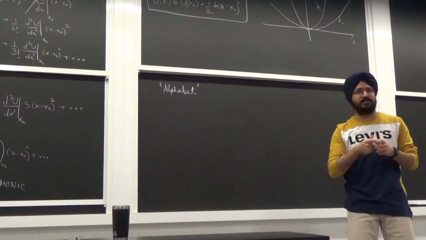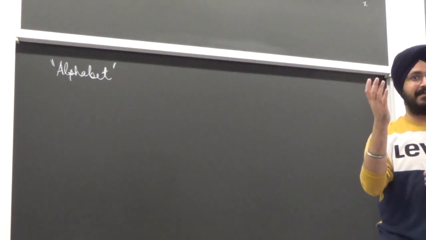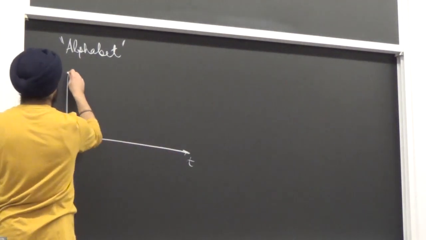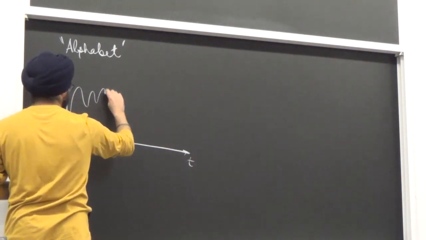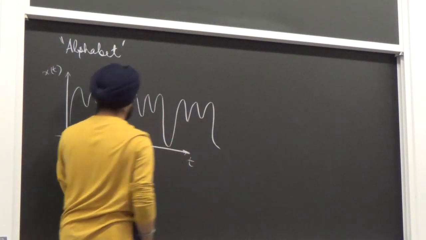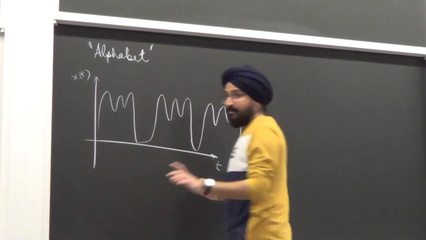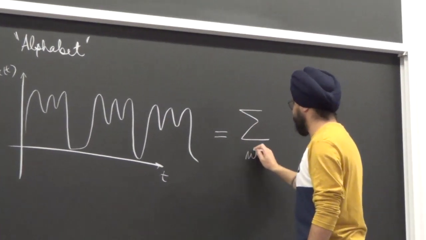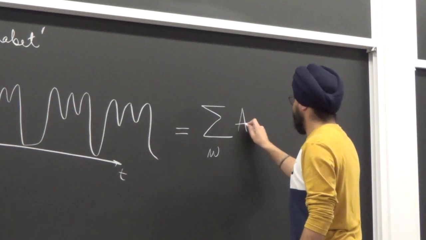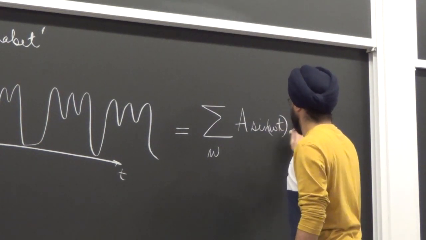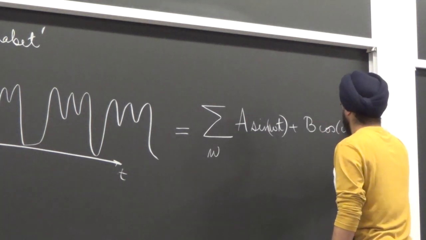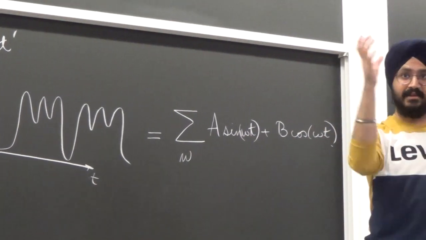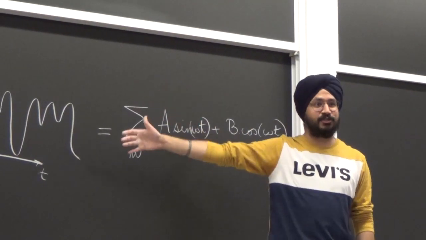Just like we make up words with single letters, right? Each letter is boring, but we can make up words with letters. Similarly, if I have any arbitrary shaped function of time, let's say x of t, some periodic function, I'm claiming, I'm not deriving, I'm not proving, I'm just claiming that this can schematically be written down as a sum over different frequency values of a sine omega t plus b cos omega t. The point is, once you have individual sines and cosines, you can put them together, one after the other, and form any solution that you want.